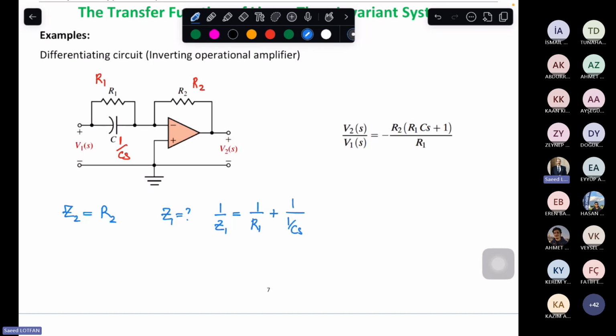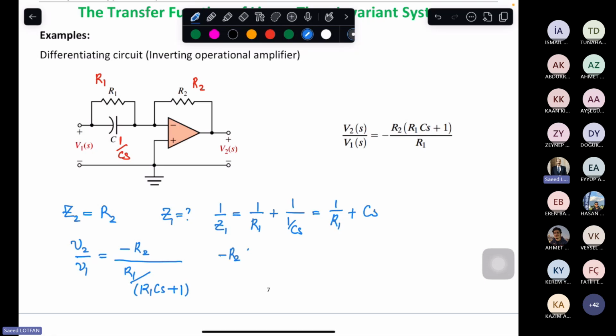So this would make Z1 equal to 1 over R1 plus CS. So V2 over V1 is equal to minus Z2, that is R2, over Z1, which is R1 over R1 CS plus 1, and this would make minus R2 times R1 CS plus 1 over R1.